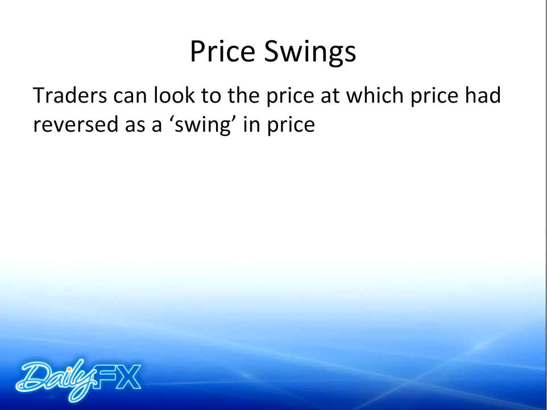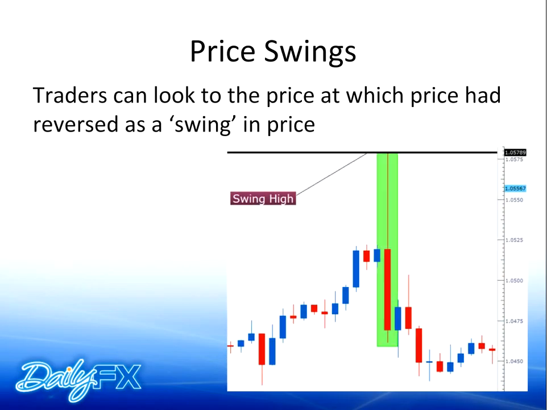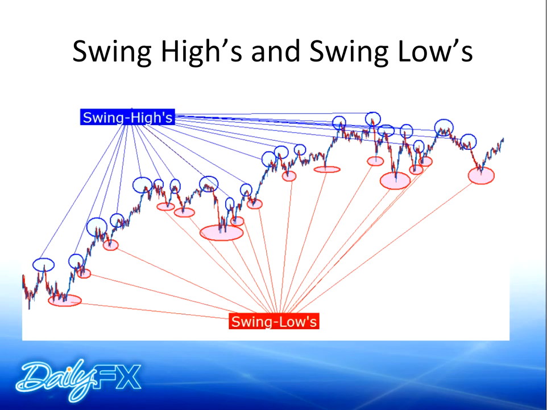Traders can take notice of the price at which that reversal had taken place. And notice that we have the same chart as earlier, but now we've identified the swing high that price had run to before eventually reversing. And we could, of course, take this a step further to identify multiple swing highs and swing lows that are being made in the marketplace.